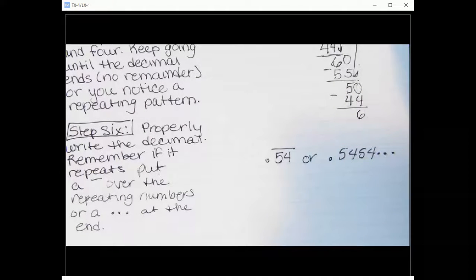So that's how you complete taking fractions and turning them into decimals. If you have any questions, don't be afraid to ask.